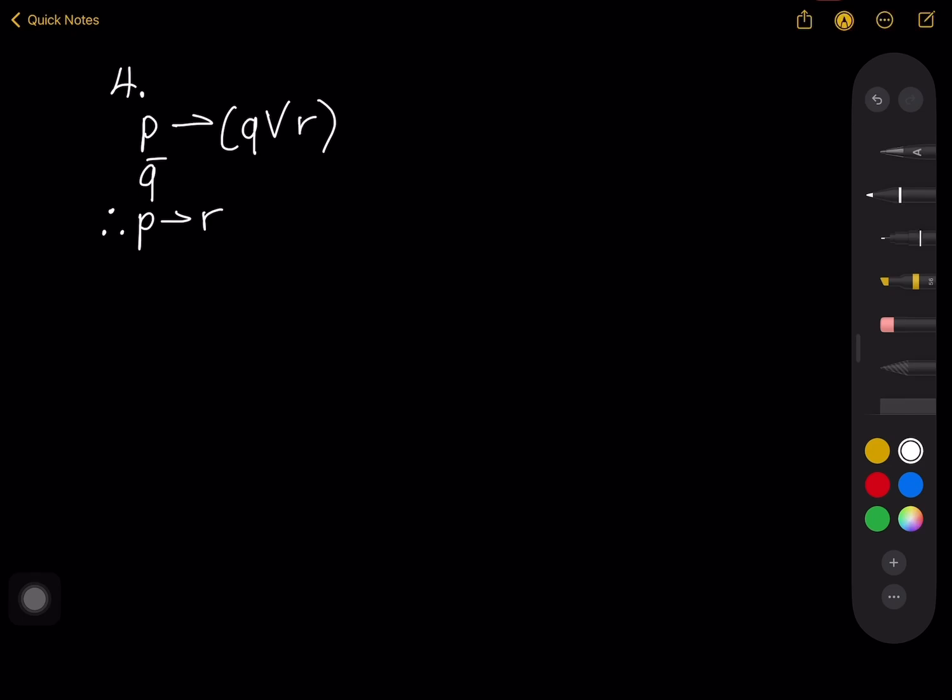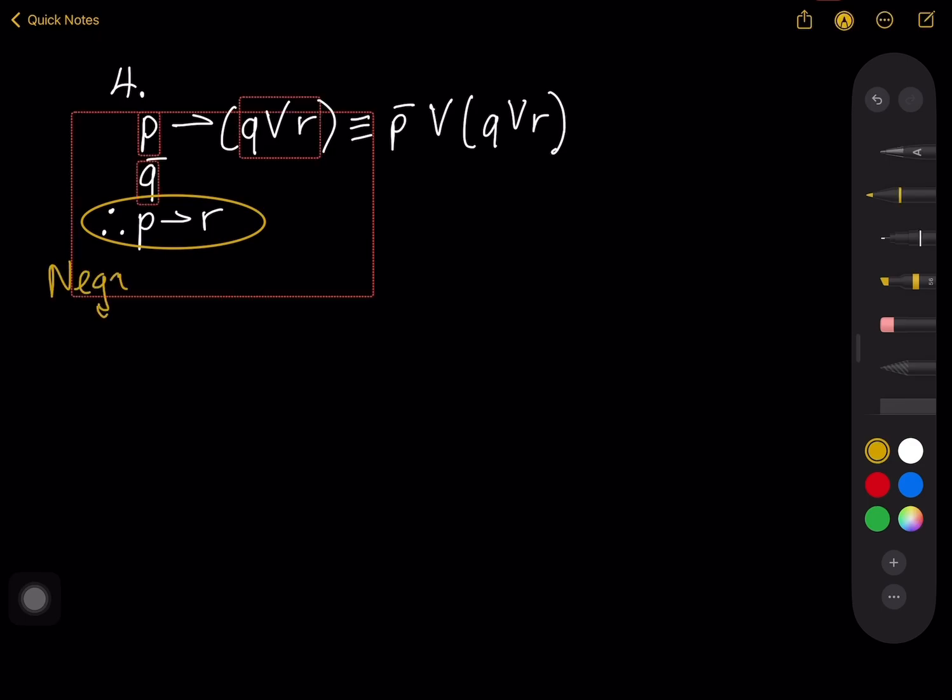Okay, so look at our first premise. This is logically equivalent to not P or parenthesis Q or R. All right, and then take the negation of our conclusion, which is right here. Okay, the negation of this statement, P if P then R.